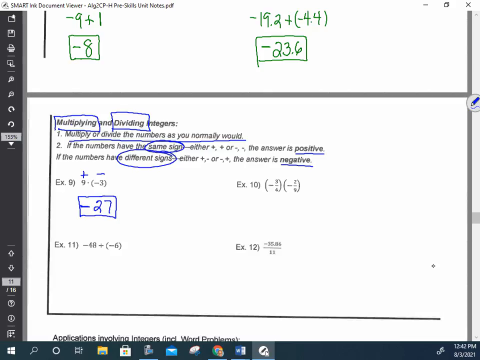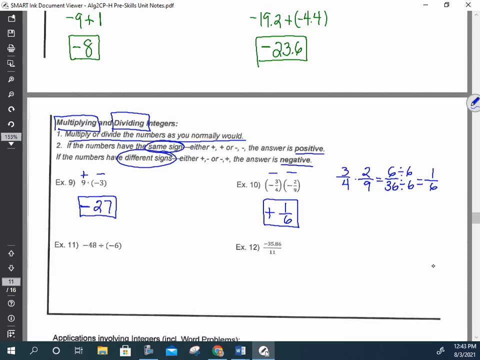Example 10. Negative 3/4 times negative 2 over 9. So that's a negative times a negative, which is positive. So now you just multiply the fractions. Remember, when you multiply two fractions, you're just multiplying straight across. 3 times 2 is 6. 4 times 9 is 36. That can be reduced. 1 over 6. So positive 1 over 6. Remember, the plus sign is not necessary, so you don't need to write it.